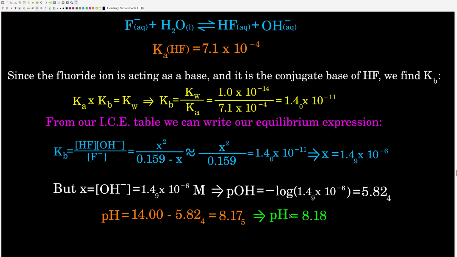And real quick, does that make sense? Well, yeah. We said this is going to act as a base, so we expect the pH to be higher than 7, and it is. So it's not like an extremely basic solution, but it's definitely basic. It would feel slippery to you if you put your hands in it, because bases feel slippery and taste bitter.